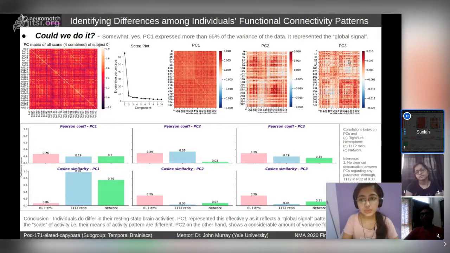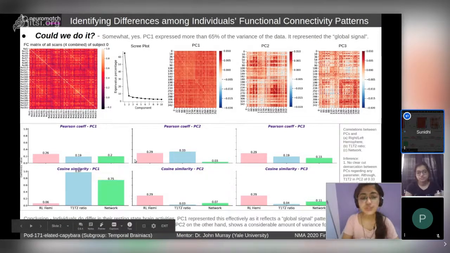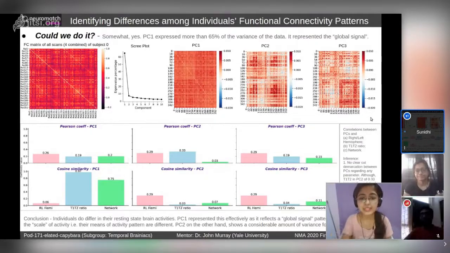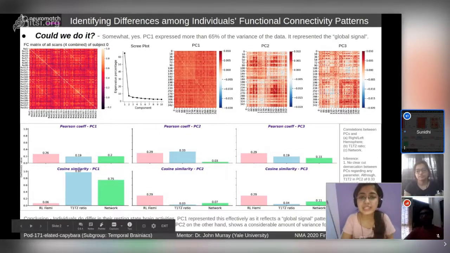Inferring PC2 and PC3 just by looking at them was difficult, so we did correlations with all the 3 matrices that I mentioned earlier. We used Pearson correlation coefficient and cosine similarity. We concluded that because we can't see a clear-cut demarcation in either of these, no PC actually represented either of these parameters individually. They were mix and match in each of the PCs.